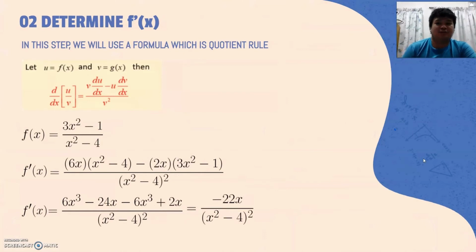Now we want to determine f prime x, which is the first derivative. In this step, we use a formula which is the quotient rule. Let u equal f(x) and v equal g(x). Then this is the formula. We just use the formula and then we will get f'(x) = -22x over (x^2 - 4)^2.